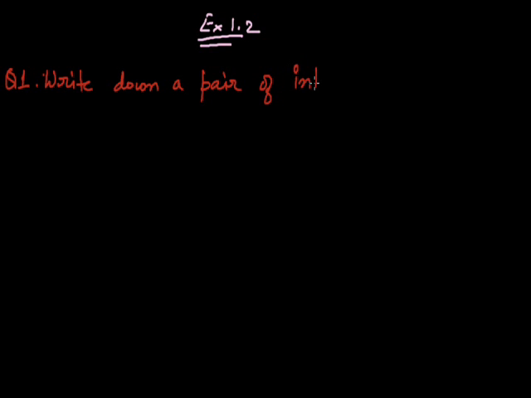Today we will start with exercise 1.2 of NCERT. The first question of this exercise is: write down a pair of integers whose sum is -7. So we have to write a pair of integers whose sum is -7.